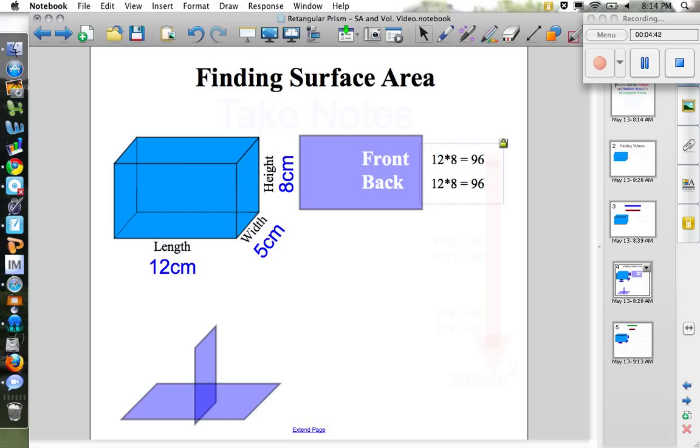Are we done yet? Of course not, because how many sides are there? 6. And we've only done the front and the back so far. So, look at this cute little thing I've got going right here. This is for the top. I know it doesn't match up perfectly. Get over yourself. That is for the top.